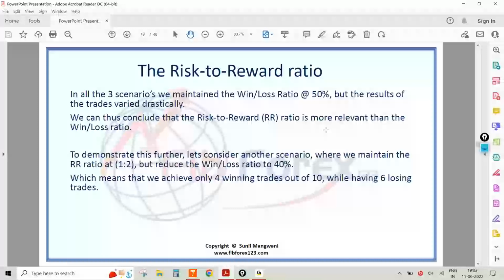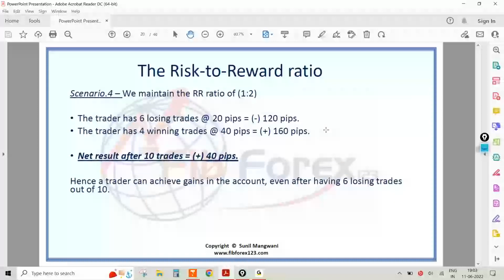So if I have only 4 winning trades out of 10, but I still keep the risk to reward ratio at 1:2 as per my golden rules, 6 losing trades at 20 pips, I lose 120. 4 winning trades at 40 pips, I win 160. My net result is still positive. Now see the importance of your risk to reward ratio, right? So your win-loss ratio can vary, but your results depend more on your risk to reward ratio.